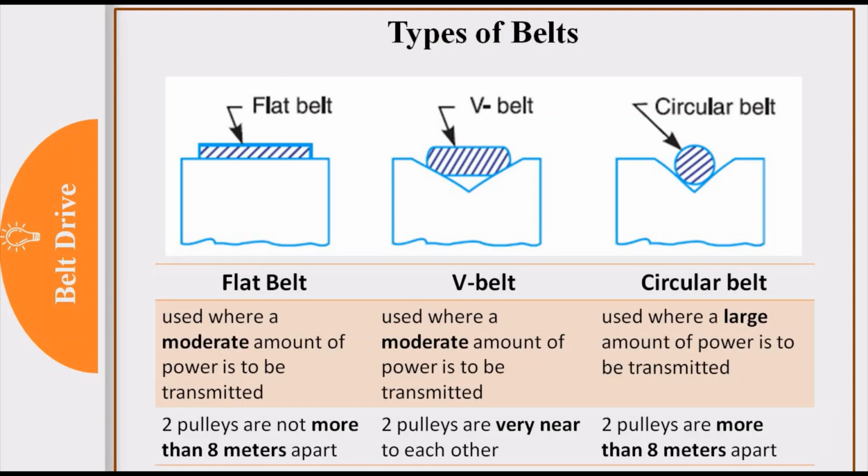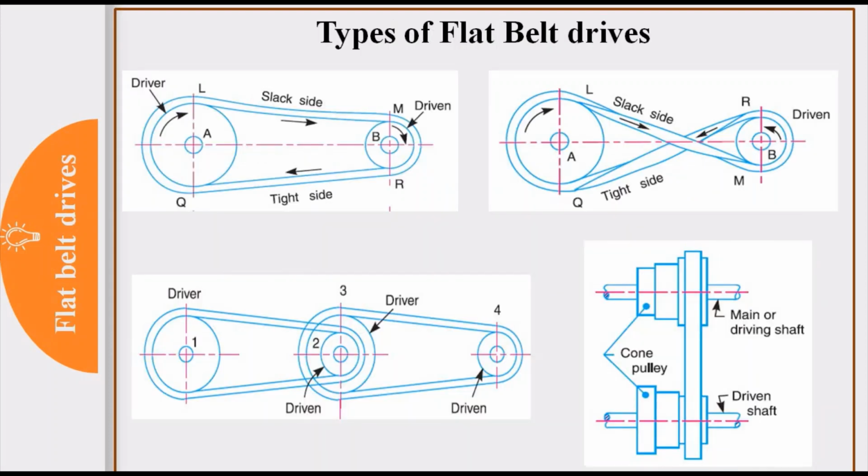Okay, so let us see first flat belt. So we have seen different types of flat belts like open belt drive, cross belt drive, compound belt drive and cone pulley drive. So these are main types of flat belts which are used. Here one of the important things is that the selection of belt drive is mainly dependent on velocity ratio, then power to be transmitted, then space available and service conditions. So based on these conditions, we can select different belt drives. So let us see one by one.